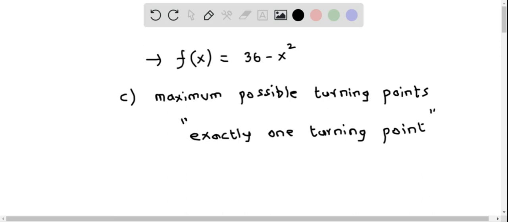That is, the function will change its direction from increasing to decreasing or from decreasing to increasing. And in both cases, it will have exactly one turning point. So the answer to this question is one turning point.